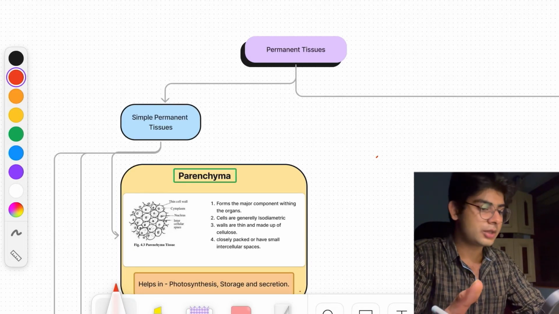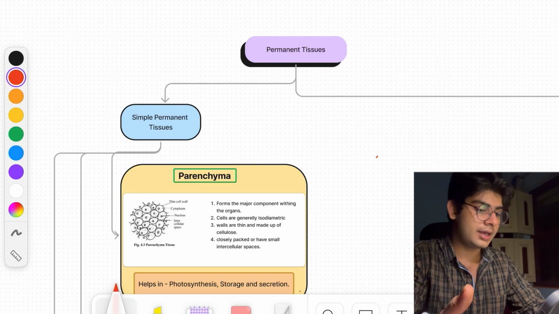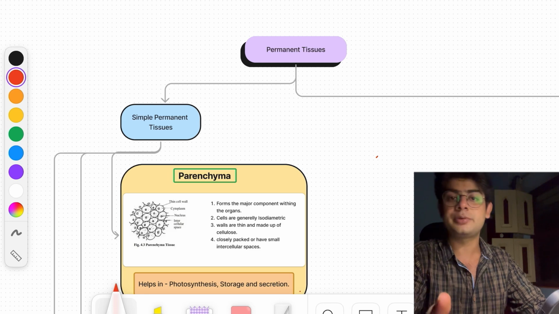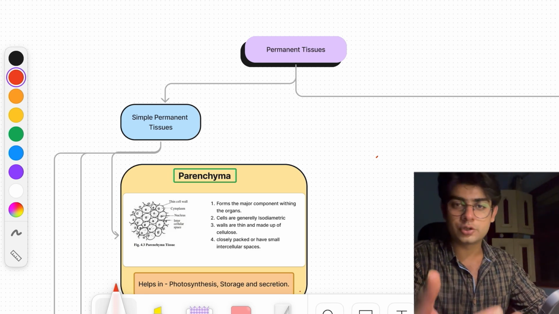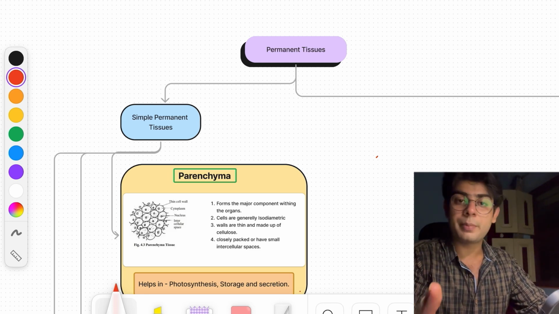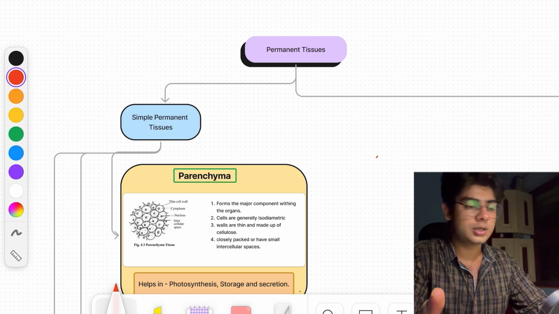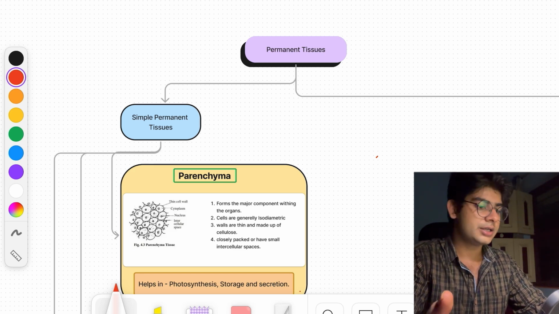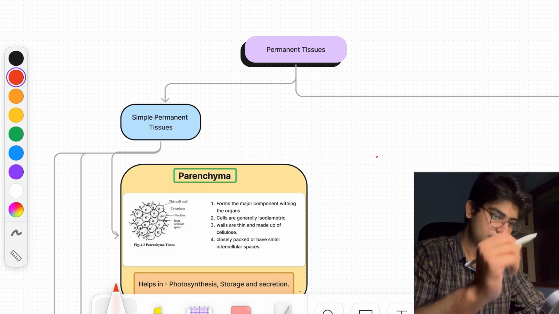Hello students, welcome to Entrance Wise, and today we're gonna continue the chapter that we had started before, Anatomy of Flowering Plants. It will be part 3 of the chapter, and in this lesson you're gonna learn about permanent tissues. The last lecture was about meristematic tissues, and this lecture is about permanent tissues.